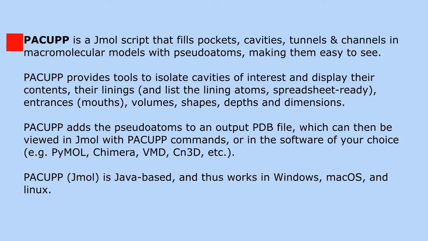PACUPP is a Jmol script. It fills any spaces between the atoms of a macromolecule with pseudoatoms. This reveals pockets, cavities, tunnels, and channels in a protein or other macromolecular complex. As you will see, PACUPP provides many tools to help you visualize and analyze the cavities that it reveals.